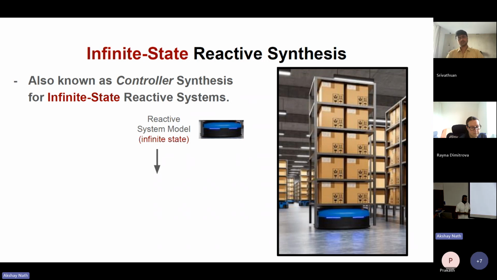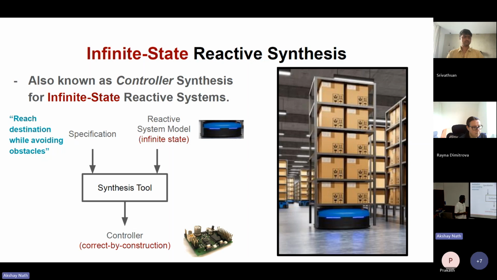Now, given such a reactive system model, somehow, let's not get into the details of how it's modeled, and a specification. Let's say a specification is to reach the destination while avoiding obstacles. The goal is to synthesize a controller which is correct by construction.